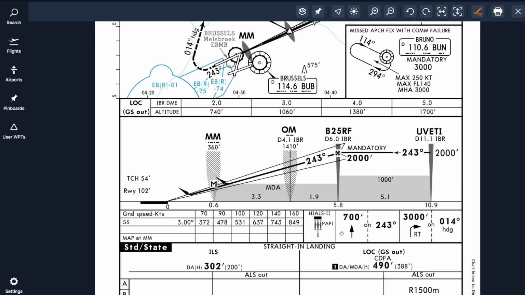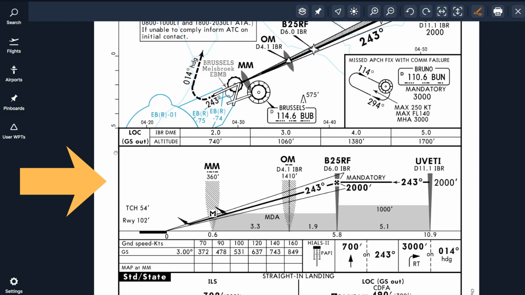Below the plan view is the profile view. This is the side view of the approach, showing the altitude and descent information. The numbers in the gray zone are the distances between the waypoints in nautical miles. At UVT, we need to follow course 243 and start our descent to 2000 feet.